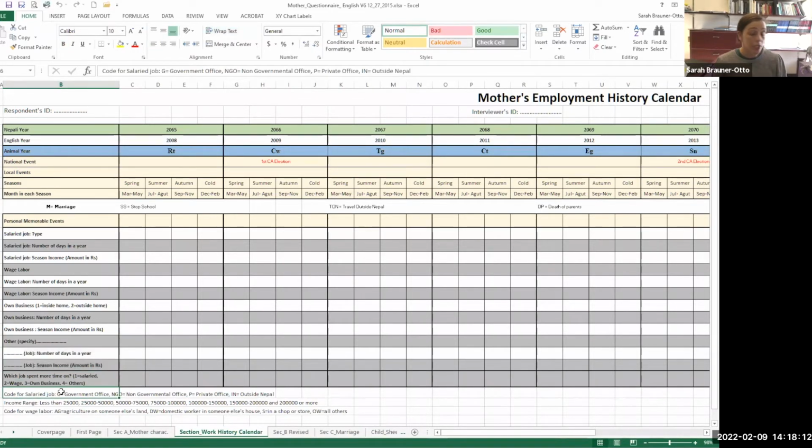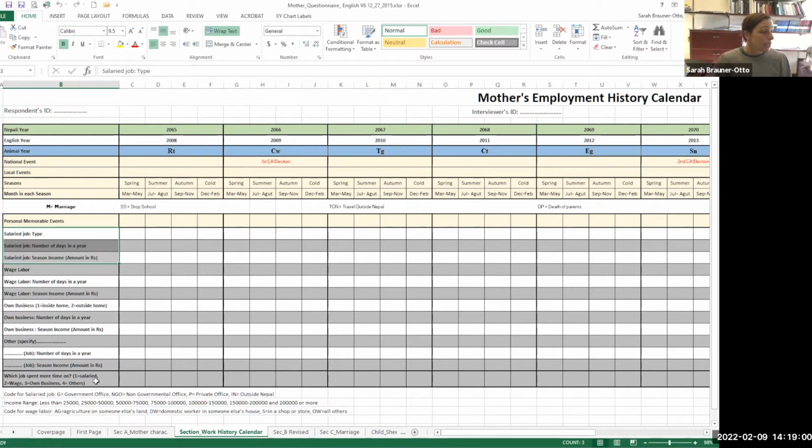At the bottom here, you can see we did gather slightly more detailed information for these categories. For salary type jobs, we reported whether it was a government office, non-governmental office job, private office. For businesses, we code for self-employment, whether it was inside or outside the home, and some basic codes for wage labor too. Agricultural work on someone else's land, domestic work on someone else's house, and then in a shop or store. So for each of these job types, we asked them whether they were working in that quarter. If they were working, how many days did they work in that quarter? And how much income did they earn from that job in that quarter?